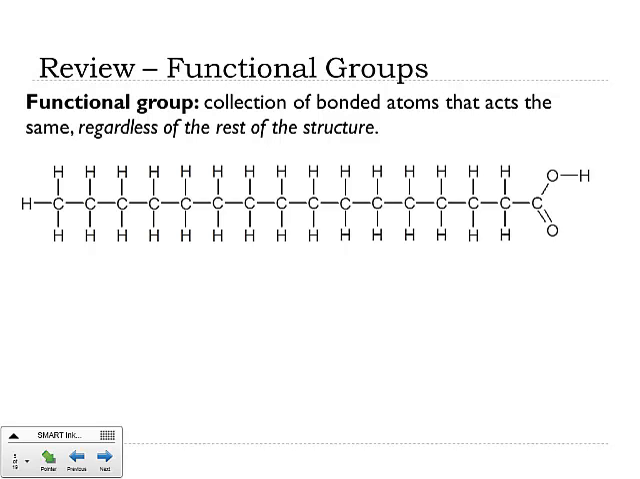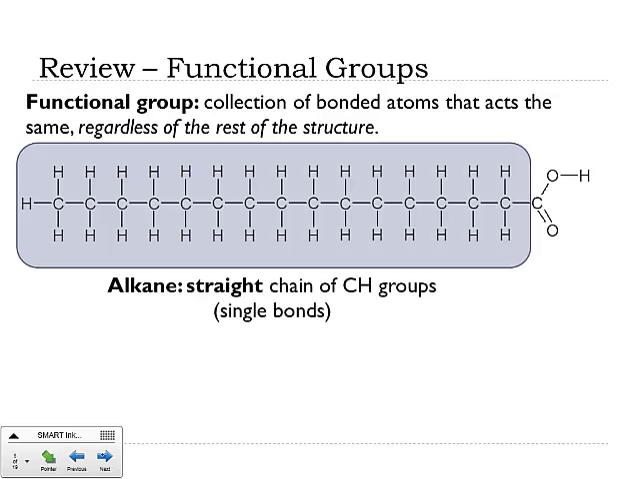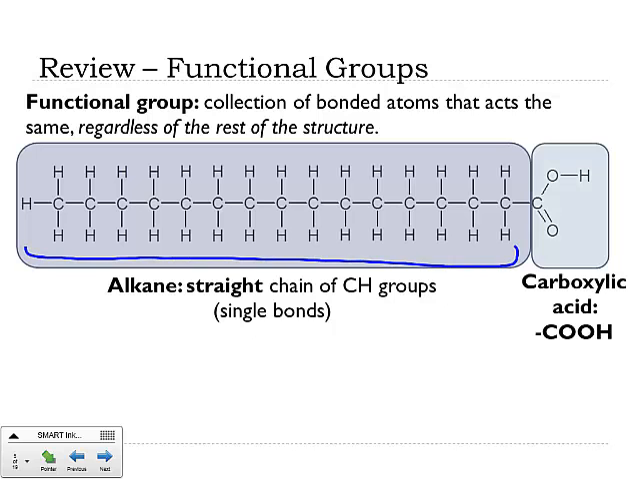We're going to get some more functional groups in Chapter 10, as you've seen as you've been reading, and a couple of them are alkanes. An alkane is a straight chain of CH groups. So if you see a whole bunch of C's and H's together, you've found an alkane. And this molecule still has a carboxylic acid in it, COOH.